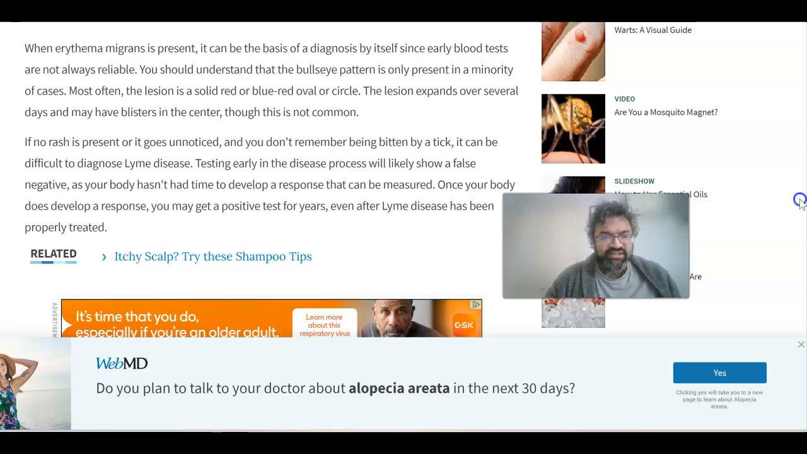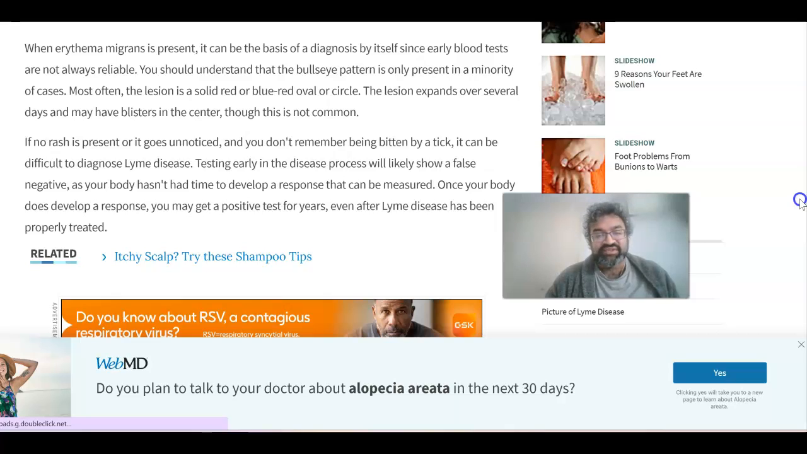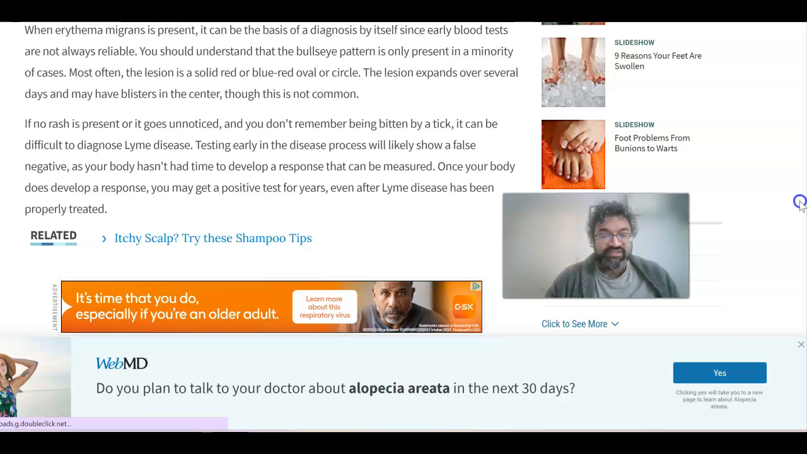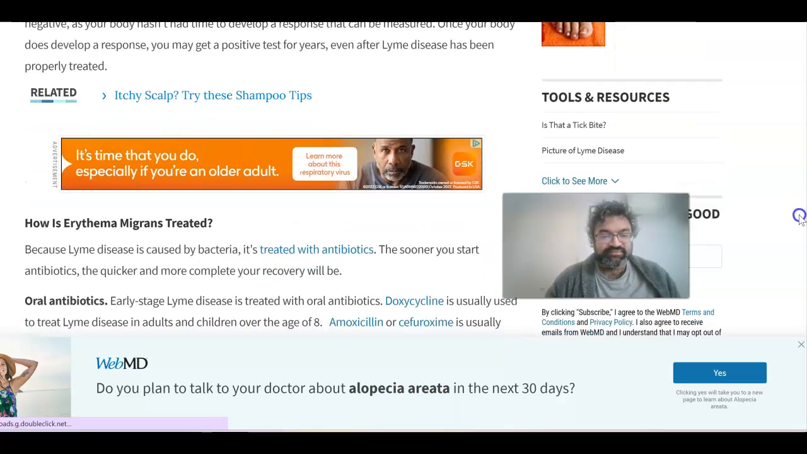If there's no rash or it's going unnoticed, and you don't remember being bitten by a tick, it can be difficult to diagnose Lyme disease. Testing early will likely show a false negative, and this is the case with some of the other diseases. Testing early in the disease process will likely show a false negative, as your body hasn't had time to develop a response that can be measured.